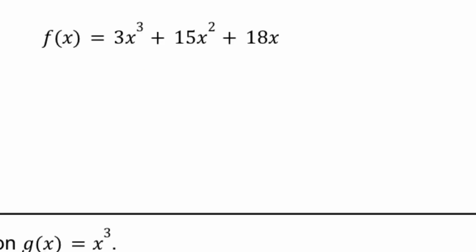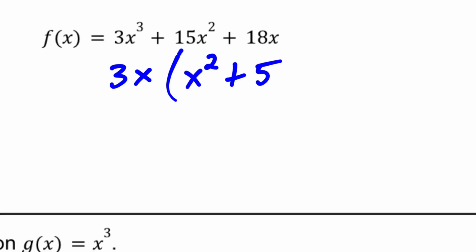For this next one, we can factor out a 3x. So the front one becomes x squared because we divide, and the next one becomes 5x, we divide, and the next one becomes 6.